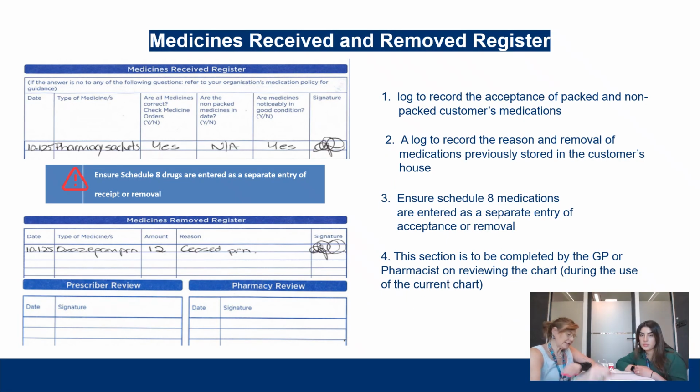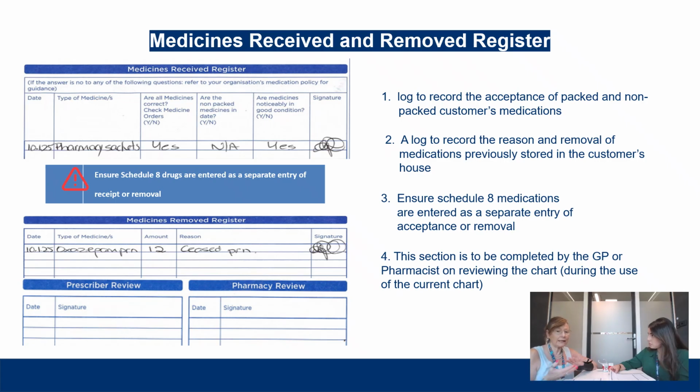So the next page, we have the medicines removed and received register. Every time you get a delivery from pharmacy or you pick up some medication from pharmacy, you need to fill out that you've received it. It's a double check for you that you are receiving the correct medication for the correct customer. And it's at this stage that you may check what you're getting in, and go, whoa, hold on a minute. These don't look like eye drops.